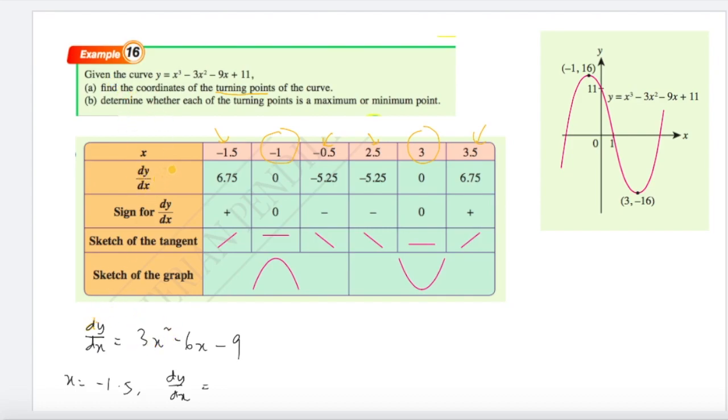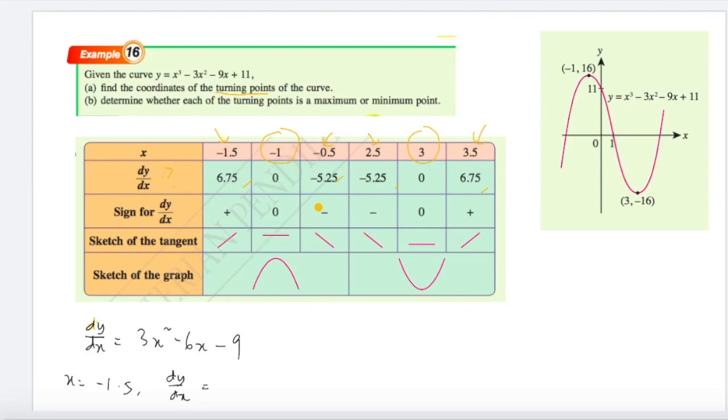Because you want to find what your dy/dx is, you use the dy/dx function. You substitute into your dy/dx, you get these 4 values. Then sign for the values, just follow the table. This sign is positive, this sign is negative. So positive, it's going up, negative going down. The sketch of tangent is up, 0, down. So the sketch of the graph is maximum.